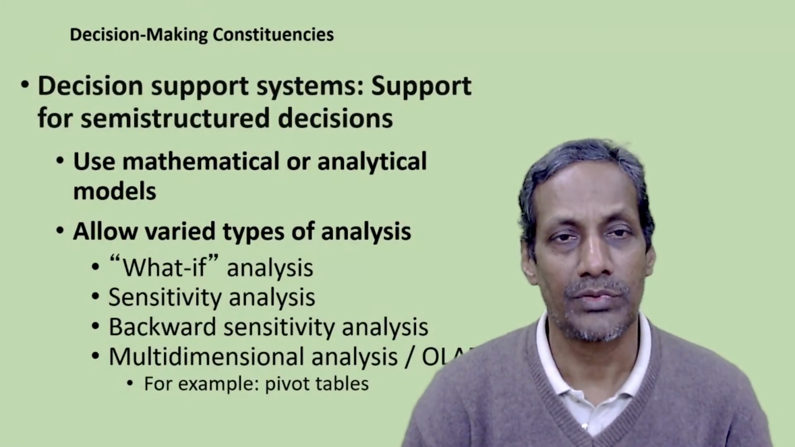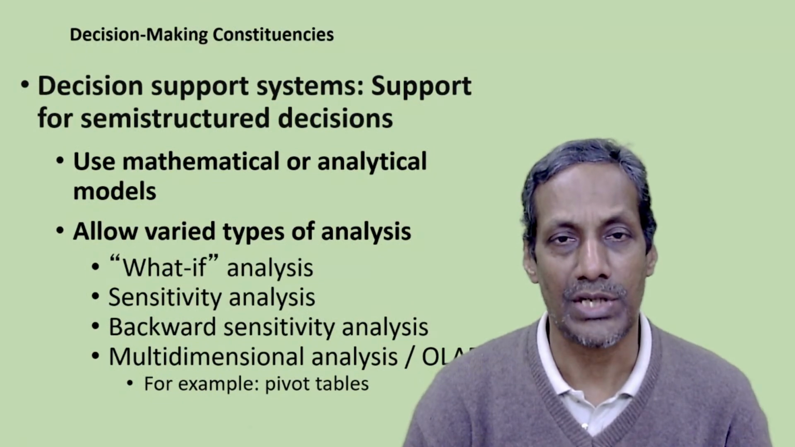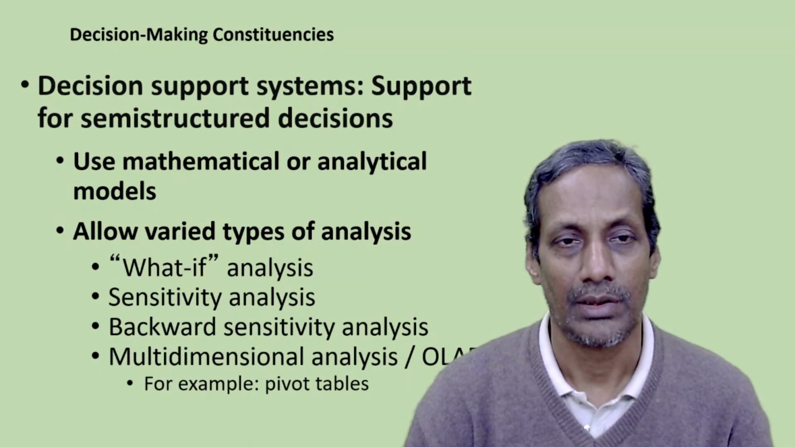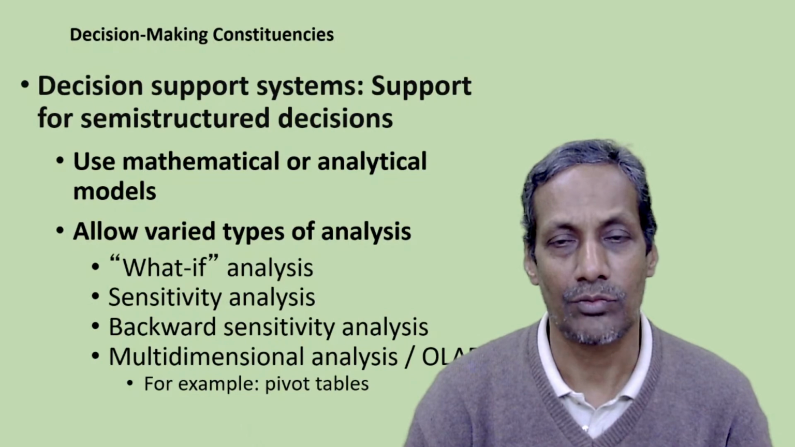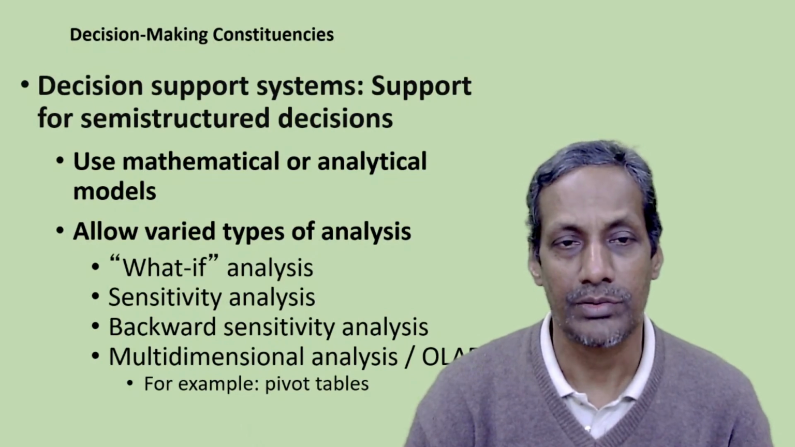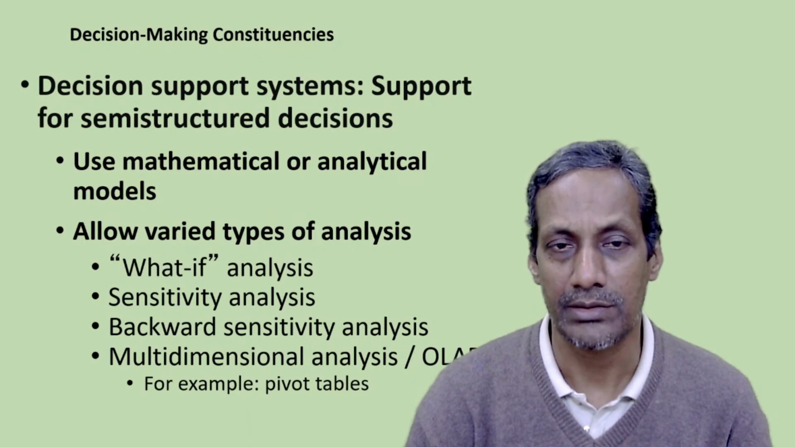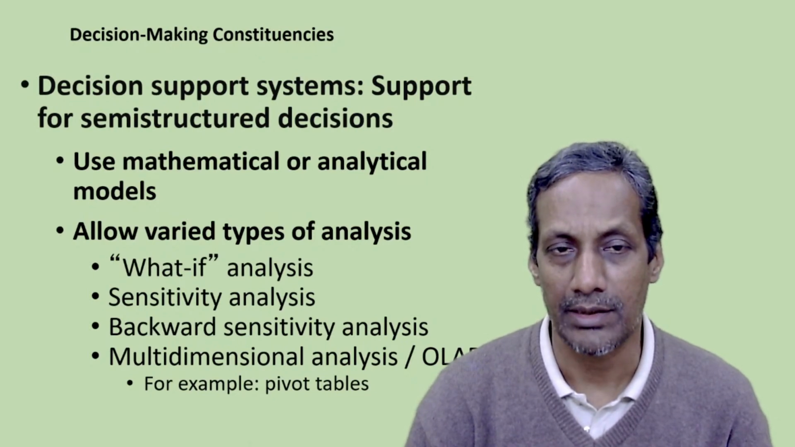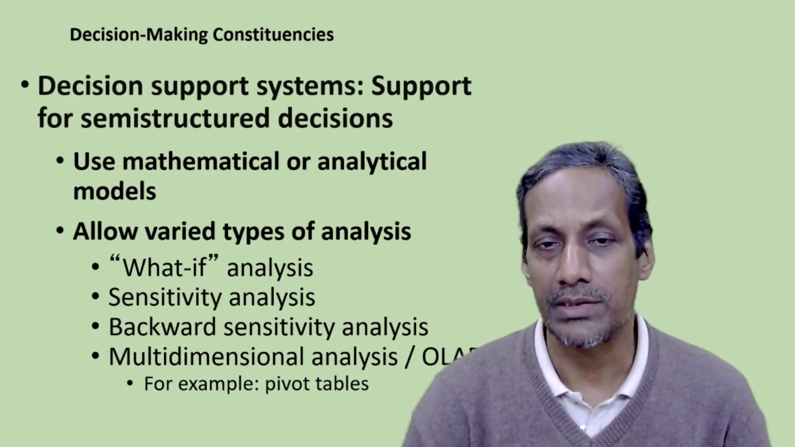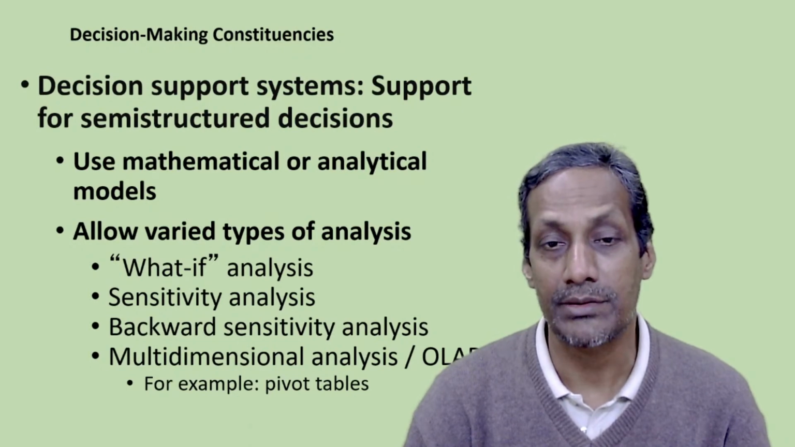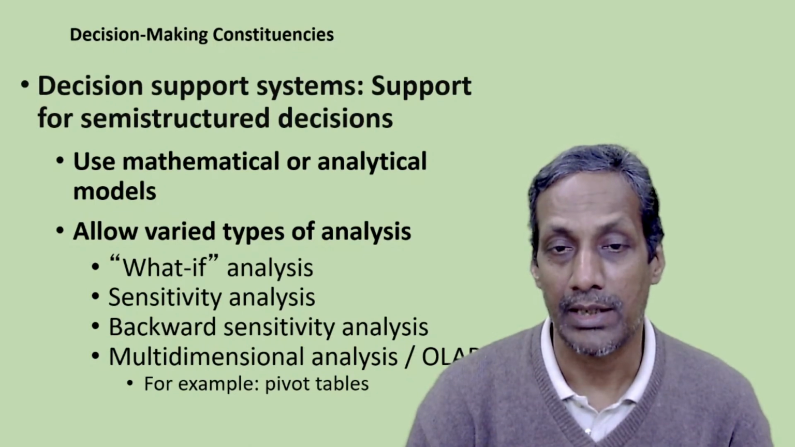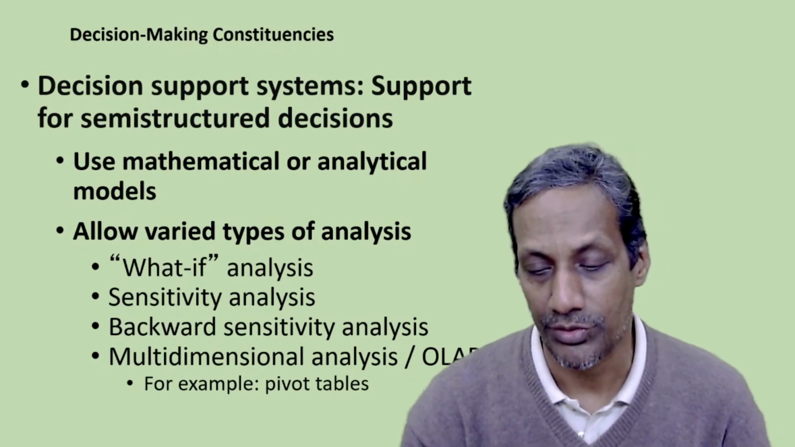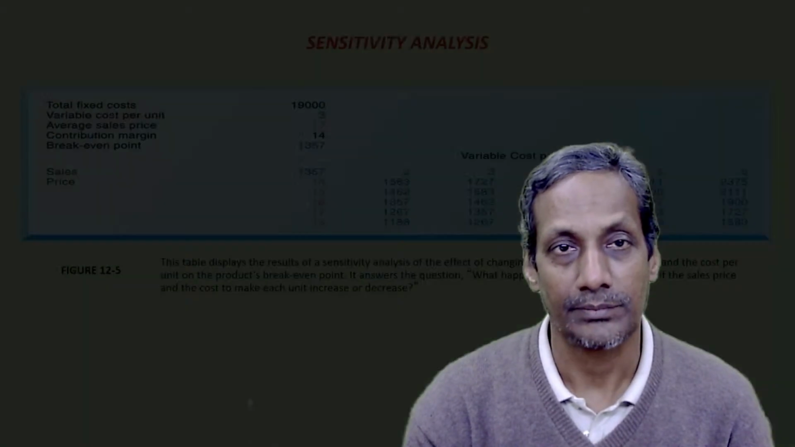So decision support systems utilize mathematical, statistical, or analytical models. They can allow varied types of analysis, as we have discussed. What-if analysis is one of them. Sensitivity analysis or scenario generation is another. Goal seeking is another analysis that can be carried out using a DSS. Backward sensitivity analysis can be done, and multidimensional analysis through OLAP, that is pivot tables, can help managers to generate customized reports and to make better decisions.